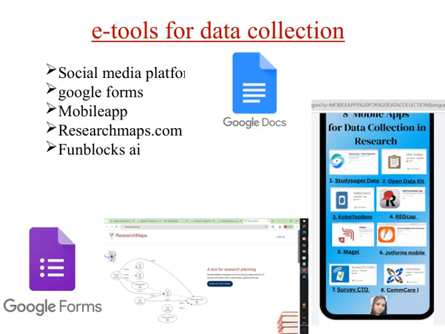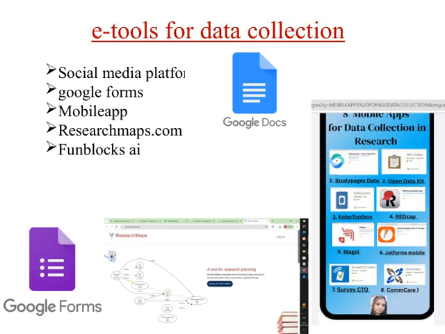ResearchMaps.com is another valuable tool that helps visualize connections and patterns within your data, providing a clearer understanding of complex information. Lastly, we have Funblocks AI, an innovative platform that leverages artificial intelligence to streamline data analysis and generate valuable insights. All these tools are designed to make data collection more efficient, accurate, and engaging, supporting our overall goal of improving research methods and outcomes. Using the right combination of these e-tools can really enhance the quality and depth of our data, ultimately leading to better informed decisions.